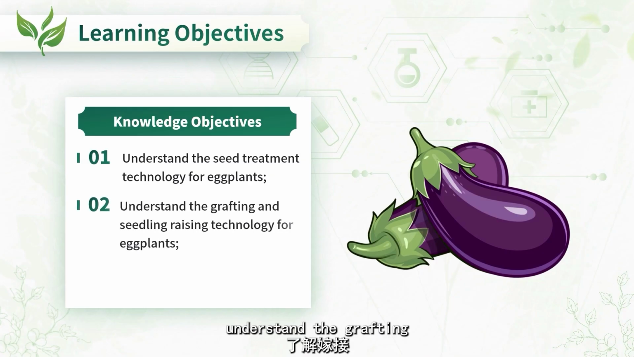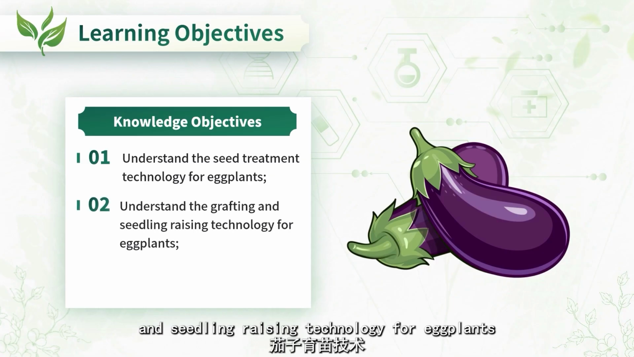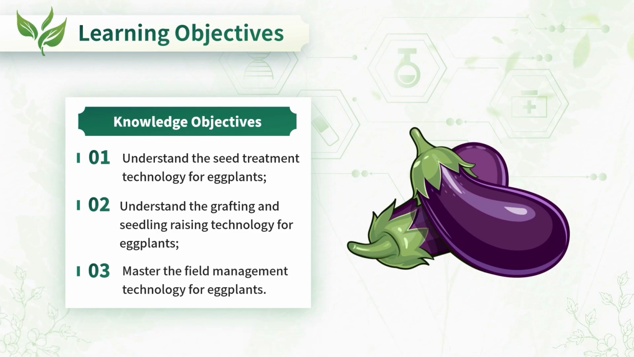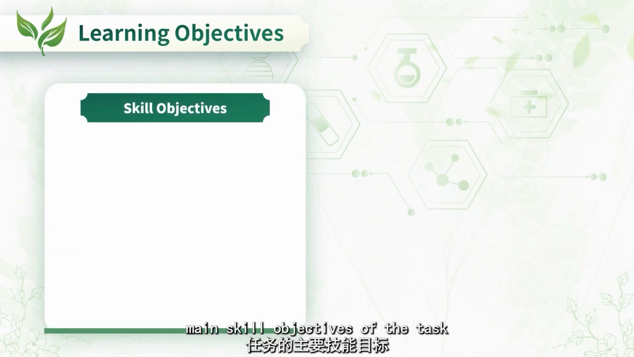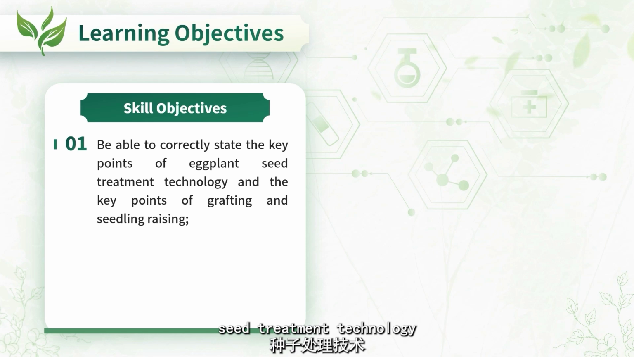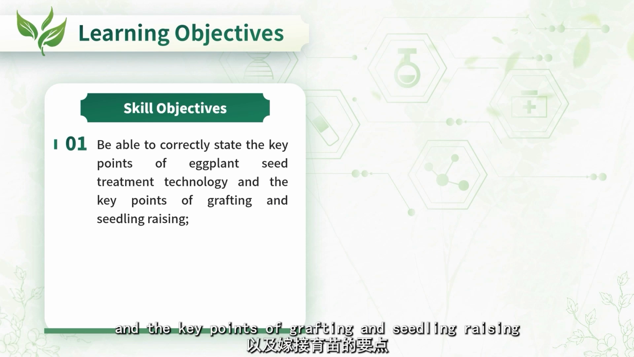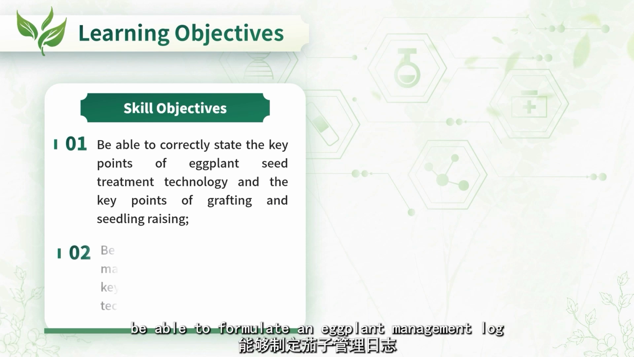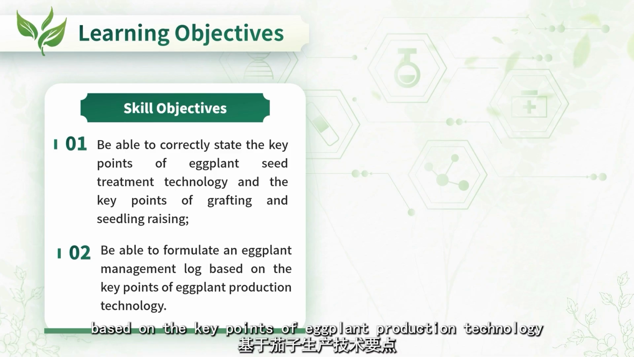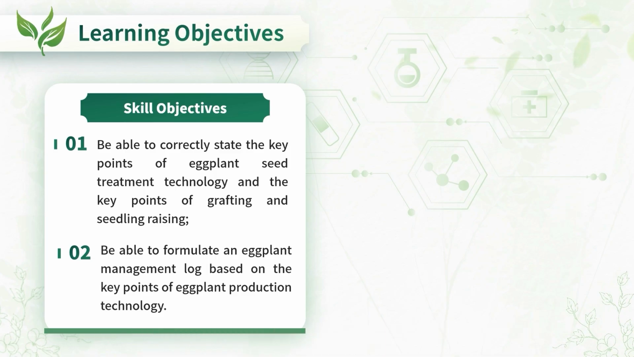Understand the grafting and seedling raising technology for eggplants. Master the field management technology for eggplants. Main skill objectives of the task: be able to correctly state the key points of eggplant seed treatment technology and the key points of grafting and seedling raising. Be able to formulate an eggplant management log based on the key points of eggplant production technology.